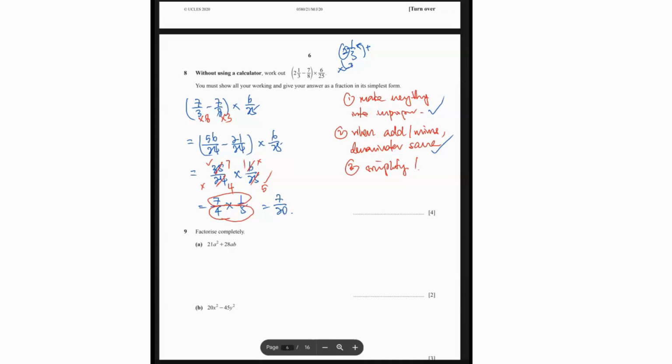Okay, and also remember to write out your working. This is how they allocate their marks. This one gives you 1 mark. Sorry, no, this one 1 mark. This one 1 mark. This one 2 marks. If you skip this line, this one you get 2 marks. Okay, then your correct multiplication, you get 1 mark. Final answer, you get 1 mark.